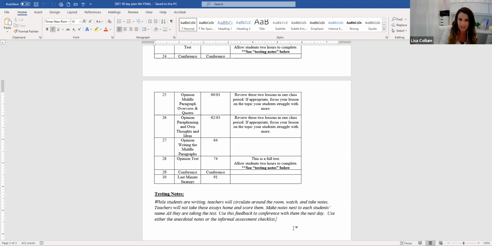So then the next day when you conference, because you can see on the plan, every time I have a test day, I have a conference plan after that, you're able to conference with them and go over those strengths and weaknesses.